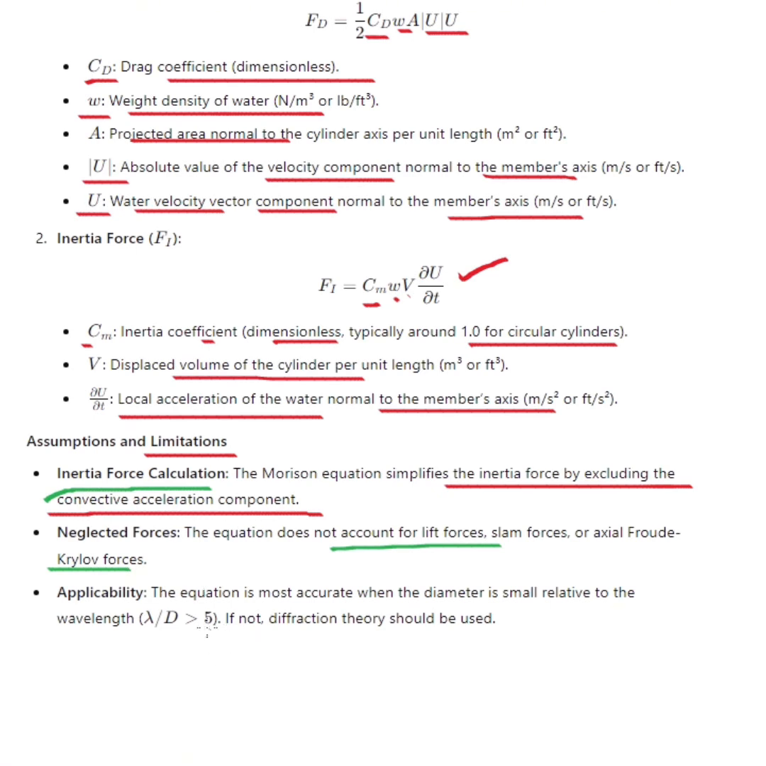These are the neglected forces, and this equation is most accurate when the diameter of the member is small relative to the wavelength. So this is the diameter, for example D, and this will be the wavelength. If the diameter is small relative to the wavelength, the Morison equation applies; if not, diffraction theory should be used. If the diameter is, say, 1 meter, then the wavelength should be greater than 5 meters. If that is the case, then the Morison equation is applicable. If not, the diffraction theory should be used.